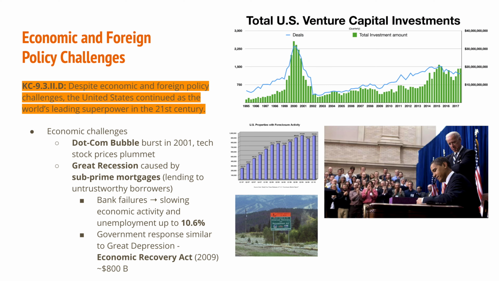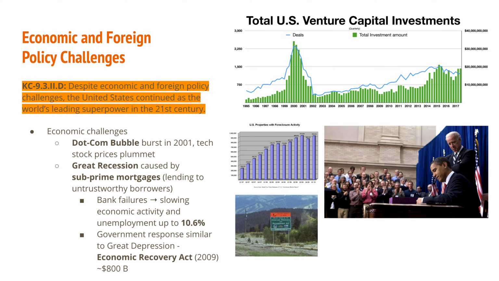The government response was very similar to that of FDR during the Great Depression, in which the United States was passing legislation to create economic stimulus. There was one round of stimulus passed in the Bush administration, very late in his administration as he was already leaving, and then another larger round of stimulus during the Obama administration, which totaled about 800 billion.